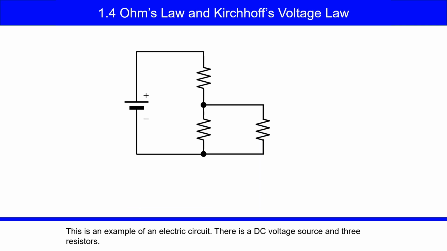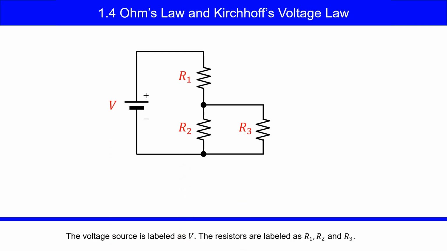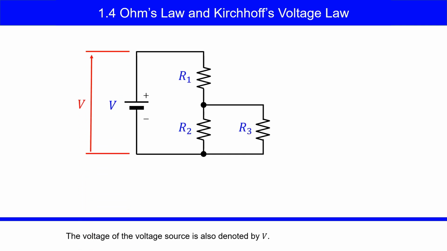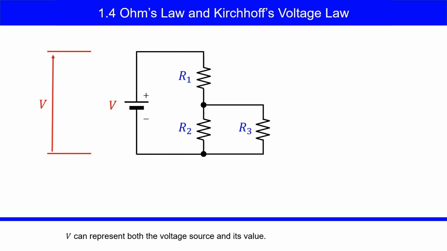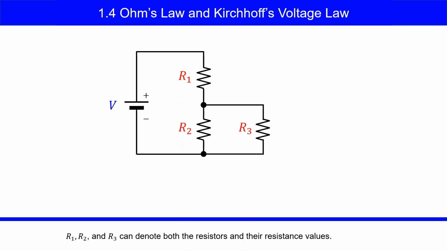This is an example of an electric circuit. There is a DC voltage source and three resistors. The voltage source is labeled as V. The resistors are labeled as R1, R2, and R3. The voltage of the voltage source is also denoted by V. V can represent both the voltage source and its value. R1, R2, and R3 can denote both the resistors and their resistance values.